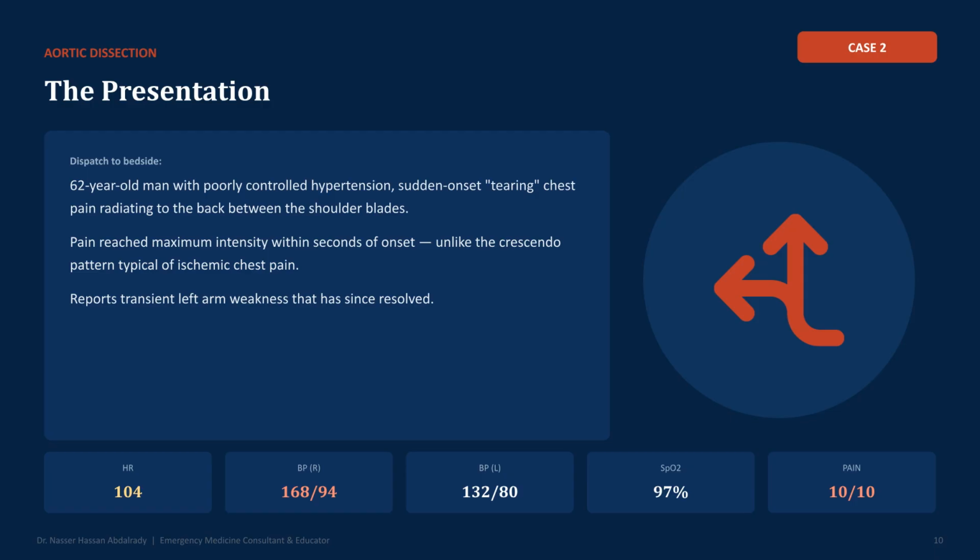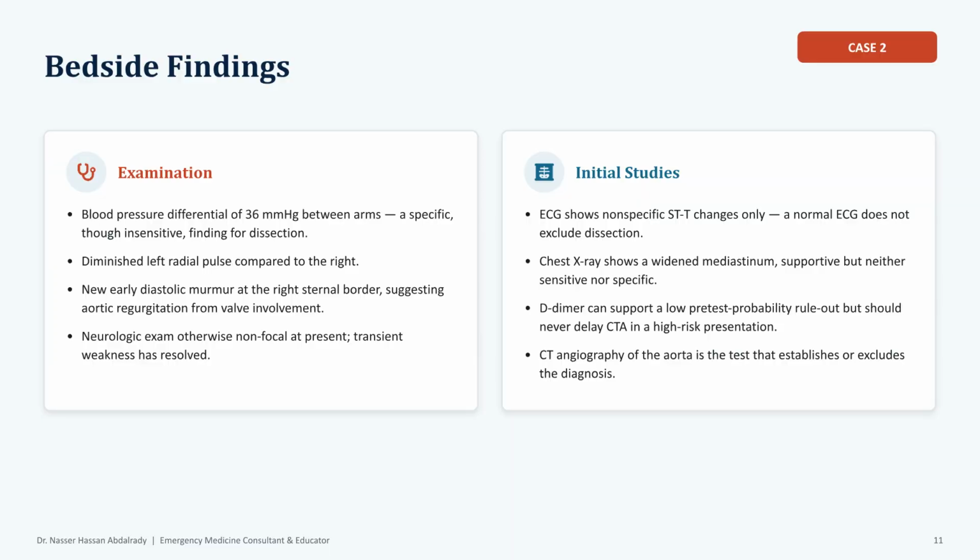Case 2. A 62-year-old man with poorly controlled hypertension presents with sudden, tearing chest pain radiating to his back. The pain hit maximum intensity within seconds. Note his vitals. There is a significant blood pressure difference between his arms. Examination reveals a blood pressure differential and a new diastolic murmur, suggestive of aortic regurgitation.